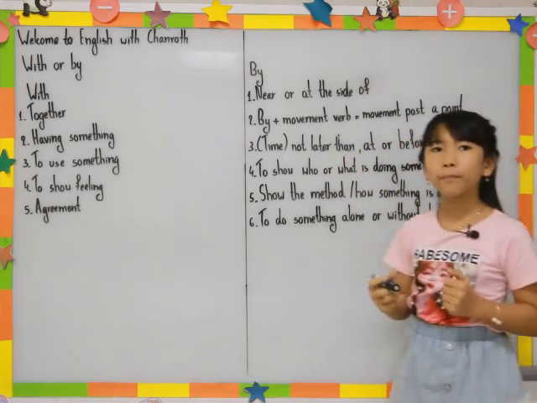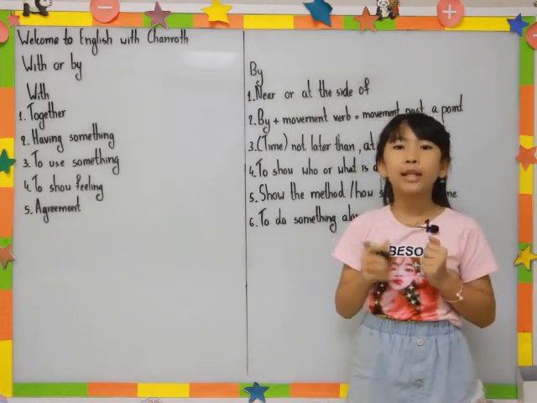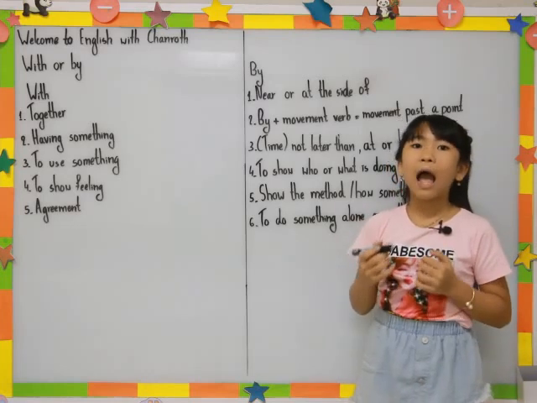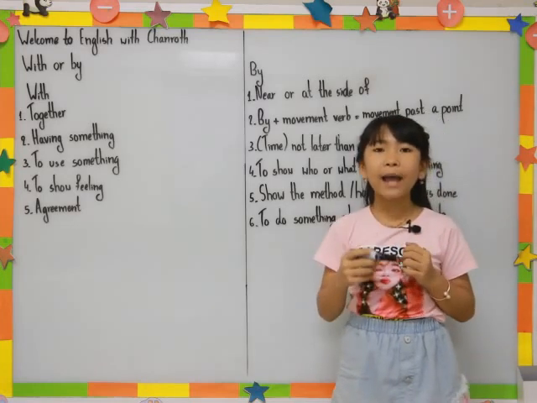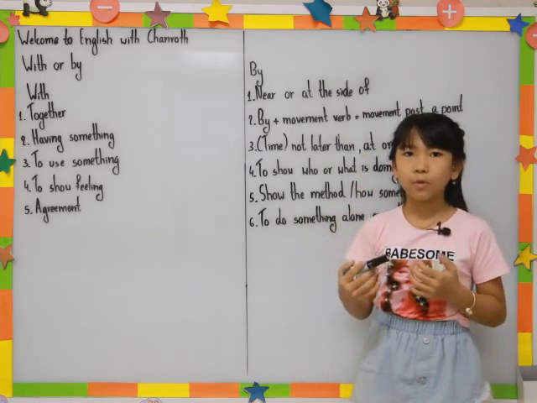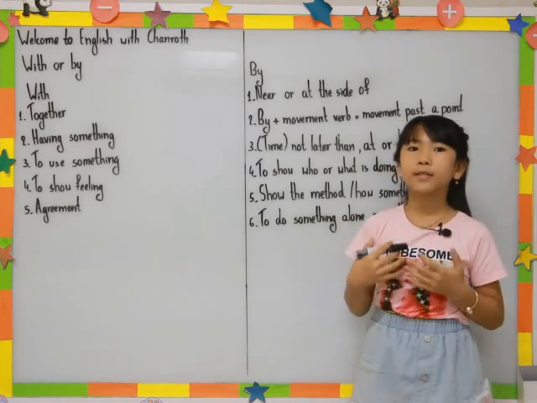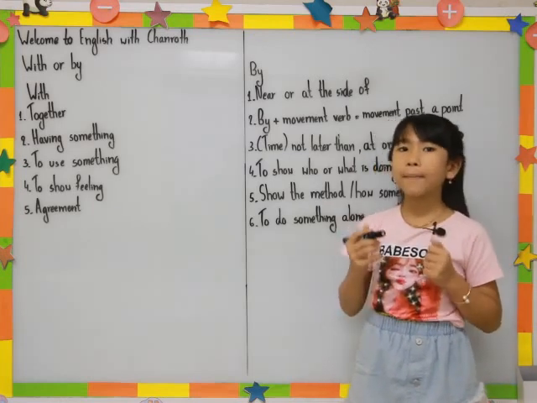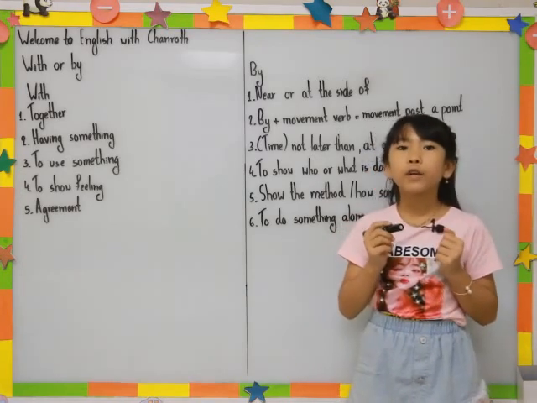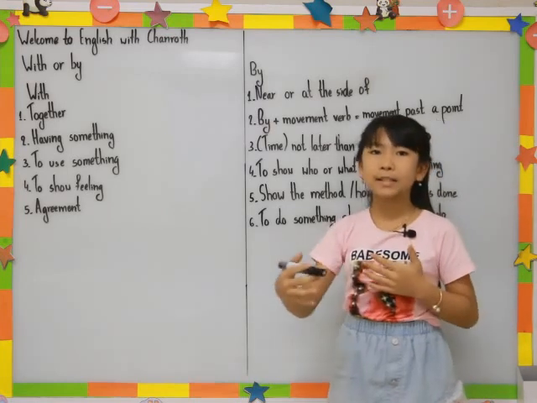So for example, I walked by your classroom, but I didn't see you. So I walked by your classroom means I walked past your classroom. So another example, what happened to Nita this morning? She walked by me without saying a word. So she walked by me means she walked past me.